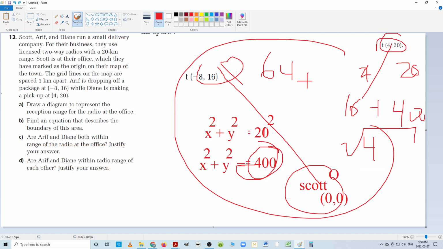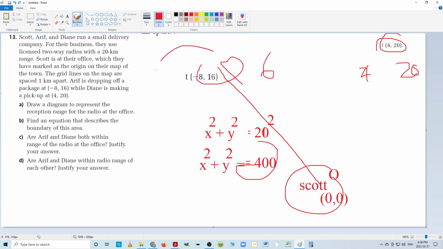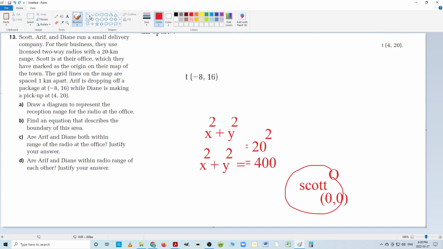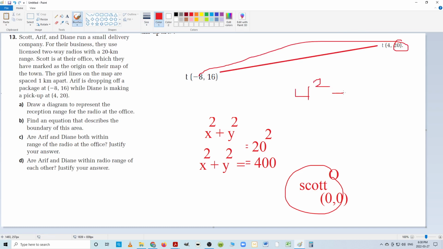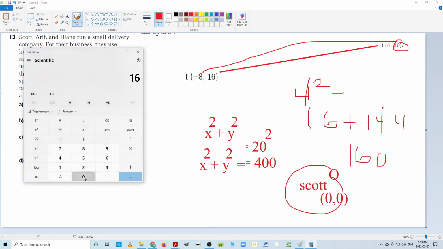Are they within range of each other? So the big question is, if these two people had a radio, are they 20 kilometers apart? Good question. What formula would you use to find out how far apart they are? The length of a line. So y2 minus y1, 4 squared, plus x1, 4 minus 8, 12 squared. They're very definitely within the range. So that's 16 plus 144, which is 160. And if I take the square root of 160, you'll clearly see that they're only 12.6 kilometers apart.